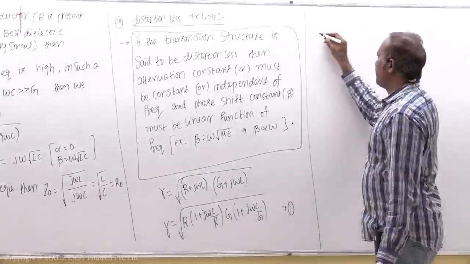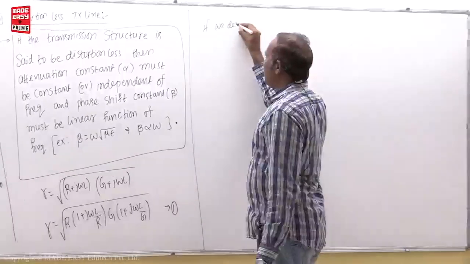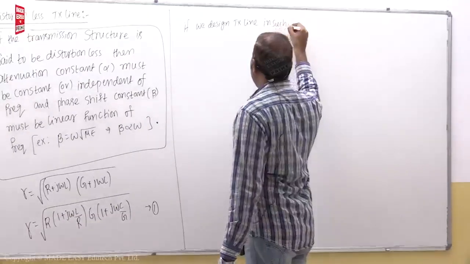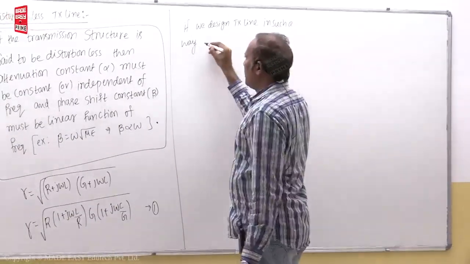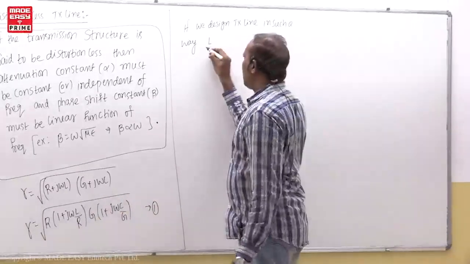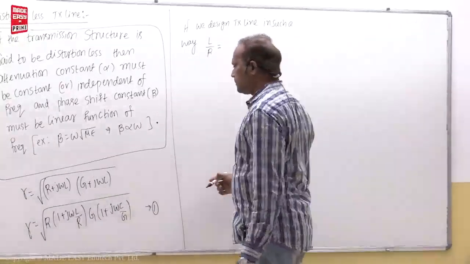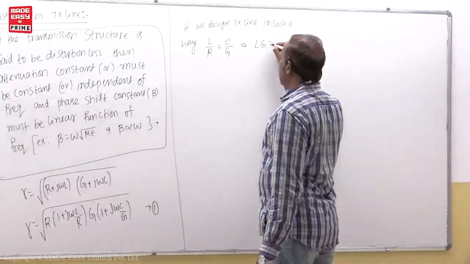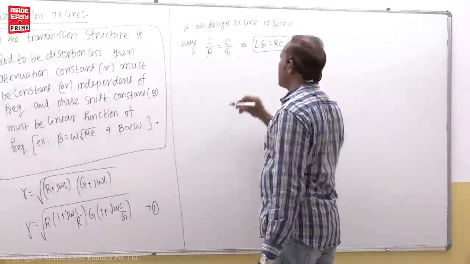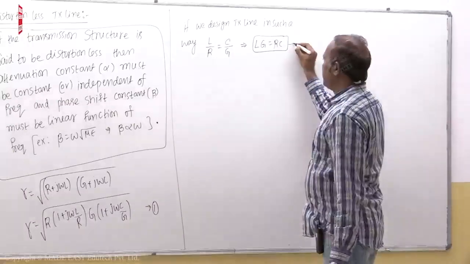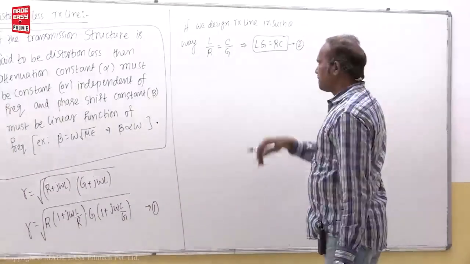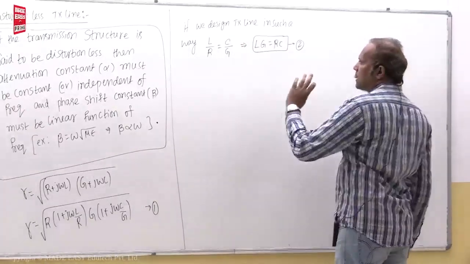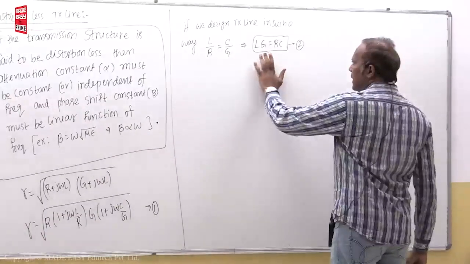If we design a transmission line in such a way that L by R is equal to C by G, that implies LG is equal to RC. I am putting this in the box. Let us say this is equation number 2. If we design a transmission line in such a way that this ratio is equal, that means LG is equal to RC.